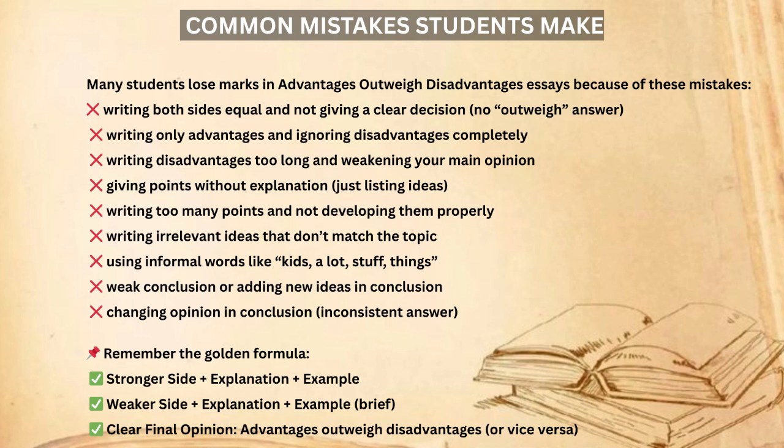Also, many students write a weak conclusion and add new ideas in the conclusion, or change their opinion, which makes the answer inconsistent. So remember the golden rule: stronger side plus explanation plus example. Second, weaker side plus explanation plus example, briefly. And last, a clear final opinion: advantages outweigh disadvantages.